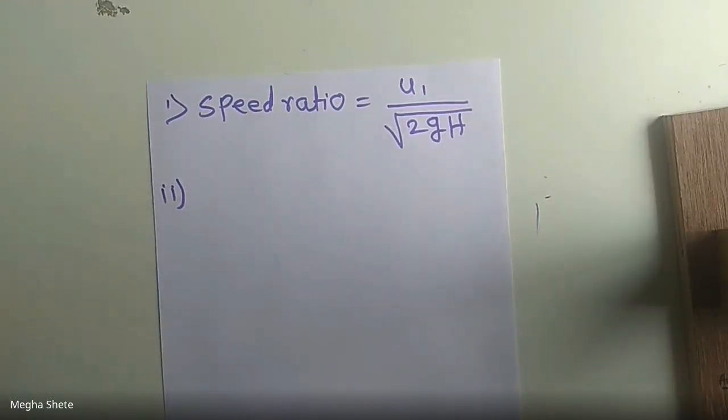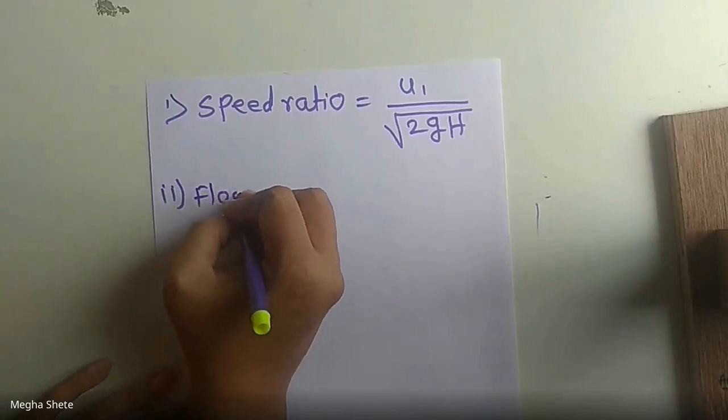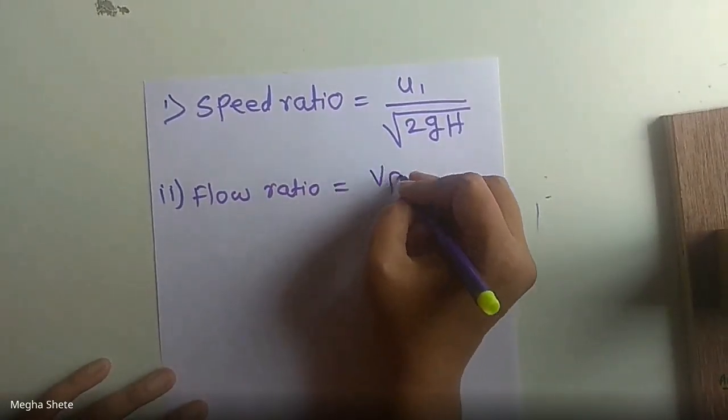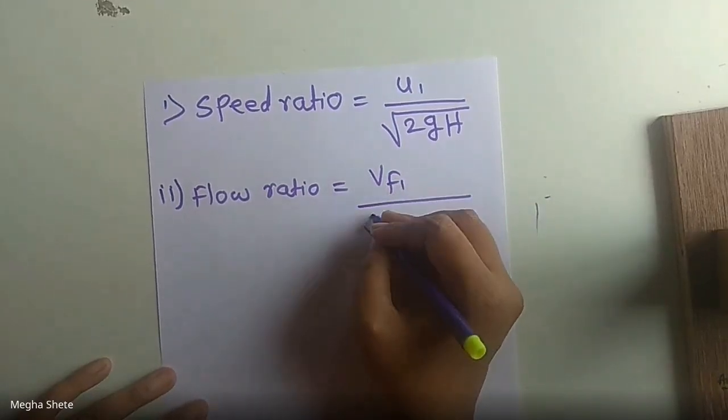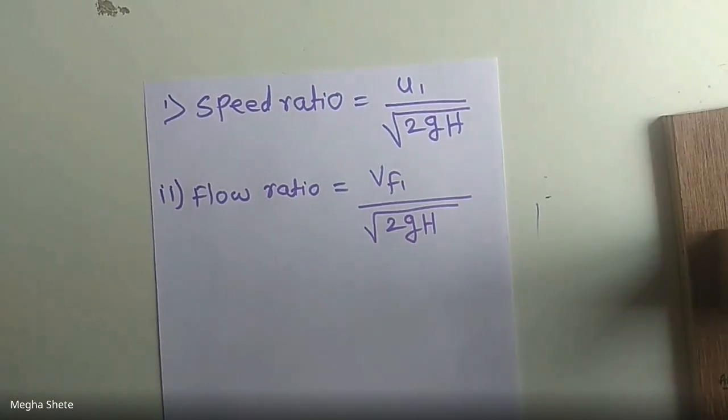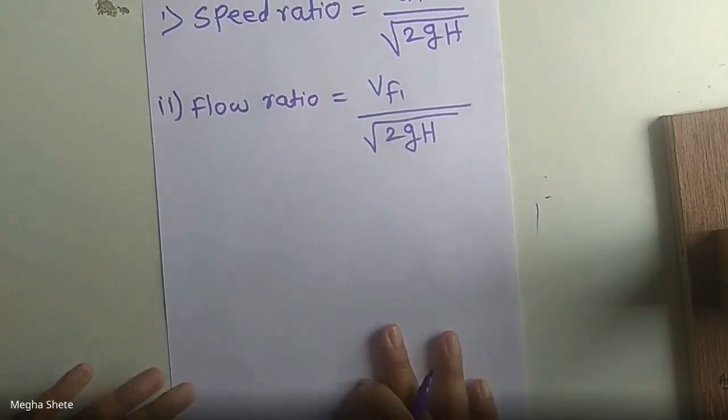The ratio of the velocity of flow at inlet, that is VF1, to the velocity given by square root of twice GH, is known as flow ratio, and it is given by the equation VF1 divided by square root of twice GH, where capital H is the head on the turbine.